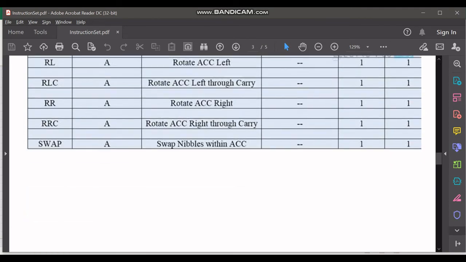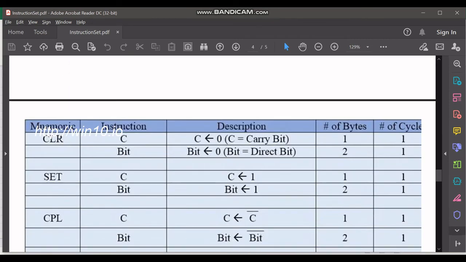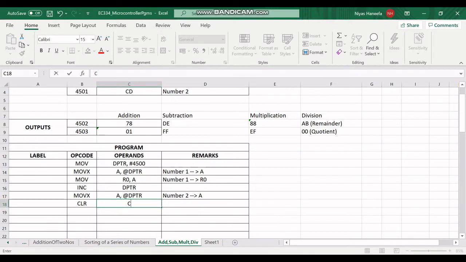In the bitwise instructions you see CLR C. That will clear the carry flag. Now what you can do is SUBB A, R0. So this becomes number 1 minus number 2. If we don't use the CLR C instruction before, it will be number 1 minus number 2 minus carry. If the carry is set, that also will be subtracted. To be on the safer side, since we don't know the value of carry, we are clearing it. So this is number 1 minus number 2.